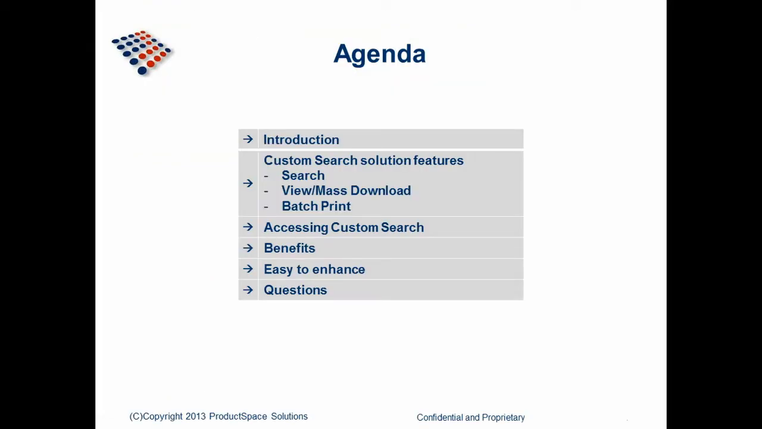So first thing, we'll take a look at the agenda. We're going to go through an introduction and some of the problem areas and the use cases for the custom search tool. Second, we'll go over the custom search solution features, which includes searching, view, and mass downloading, and also the ability to batch print documents. We'll also take a look at how we access this custom search, some of the benefits of the tool, and some ways that we can enhance this if it fits your needs. And lastly, we'll end with any questions that you might have.